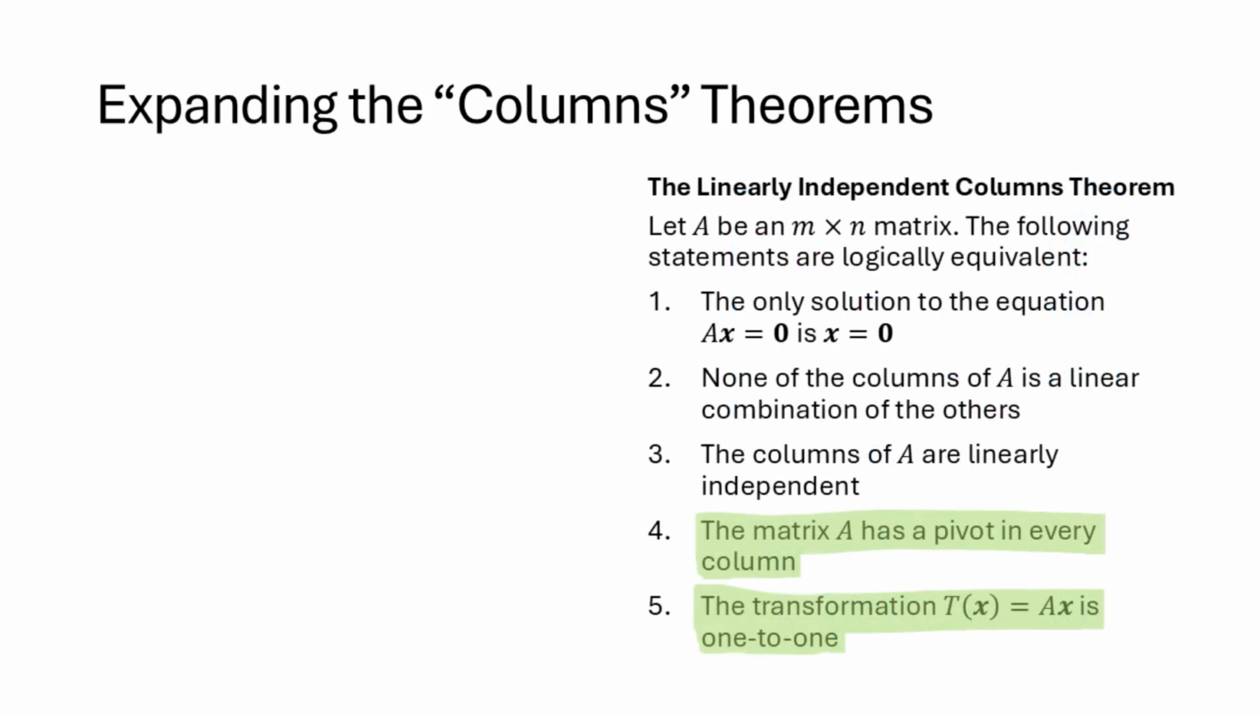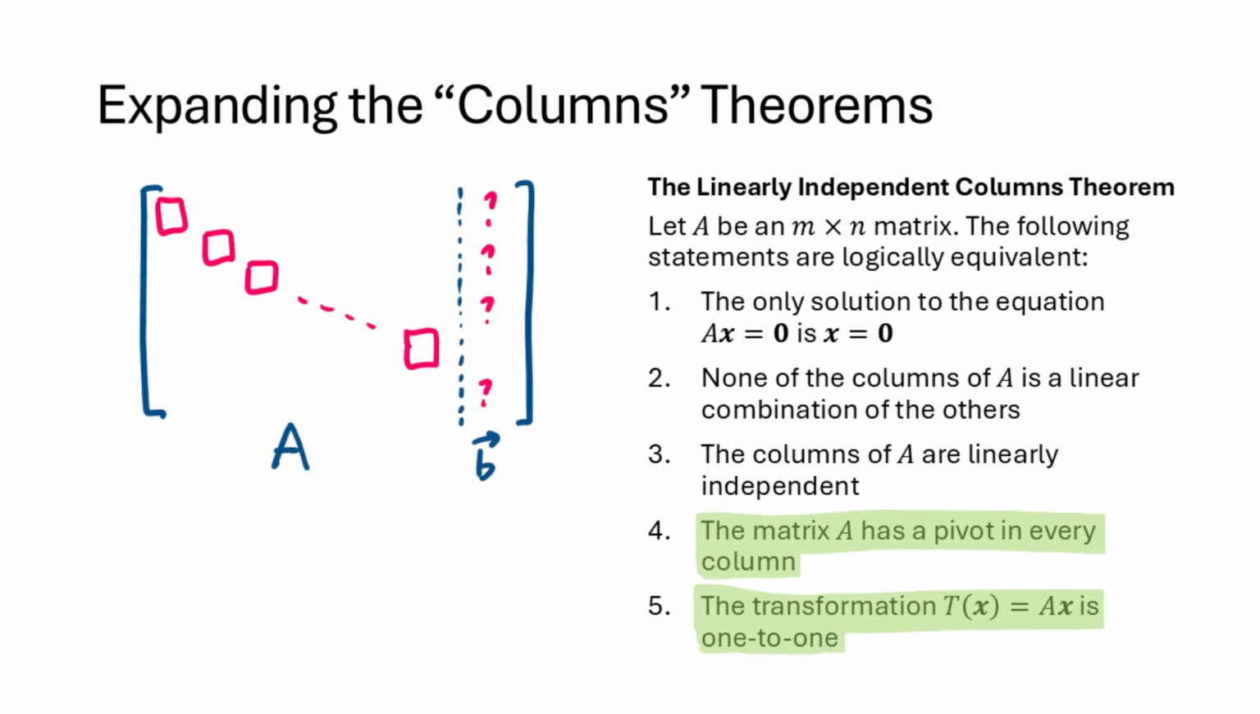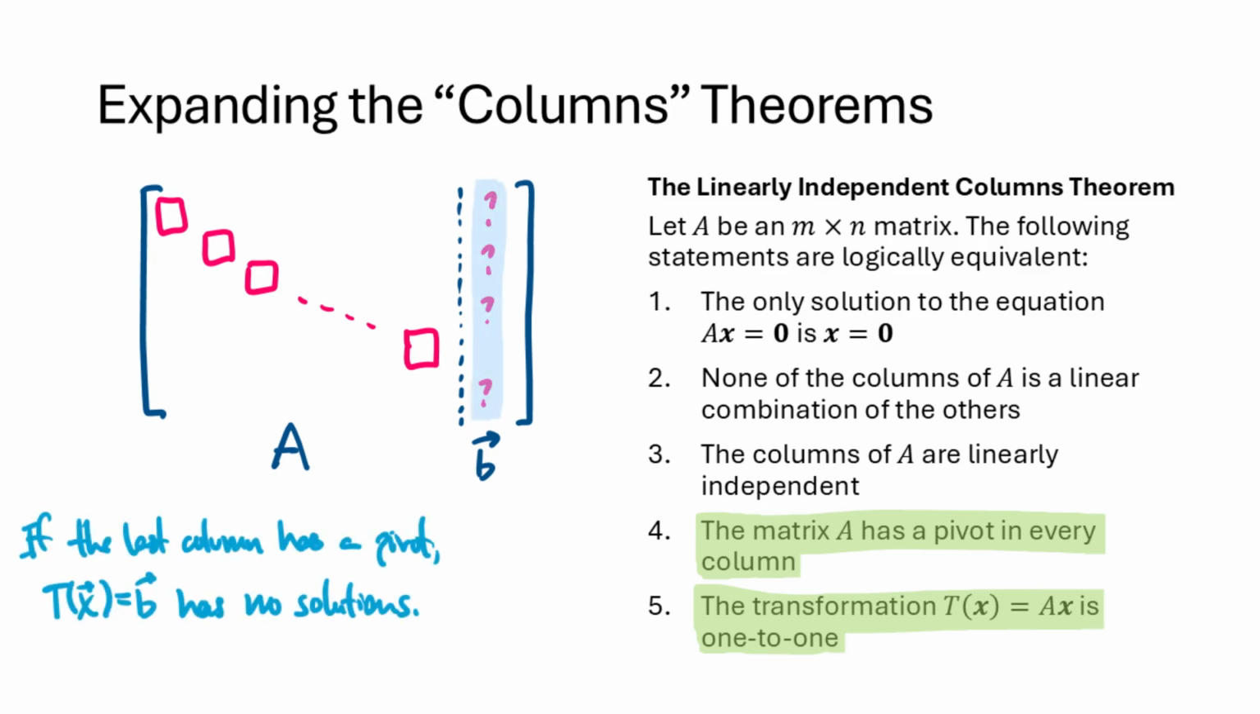Now let's look at the linearly independent columns theorem. Again, we've added number 5 here. This time it says that the transformation is one-to-one, and again we want to try to understand why this connects to the idea of the matrix having a pivot in every column. So let's visualize a matrix that has a pivot in every column, and then try to understand this augmented matrix representing the equation Ax equals b. Because we have a pivot in every column of A, we might have a pivot in this final augmented column. If that happens, then the equation T of x equals b has no solutions.